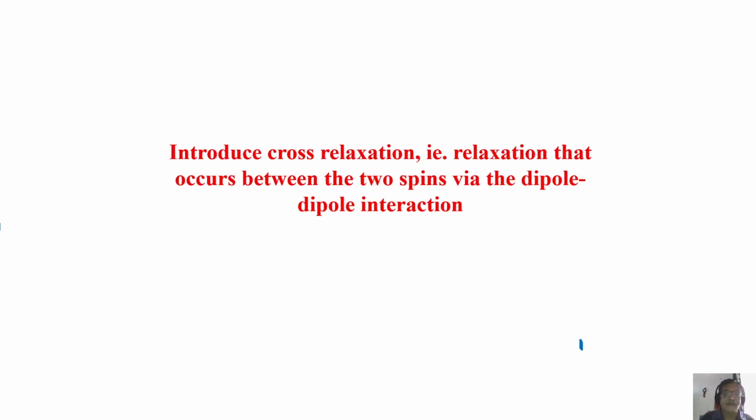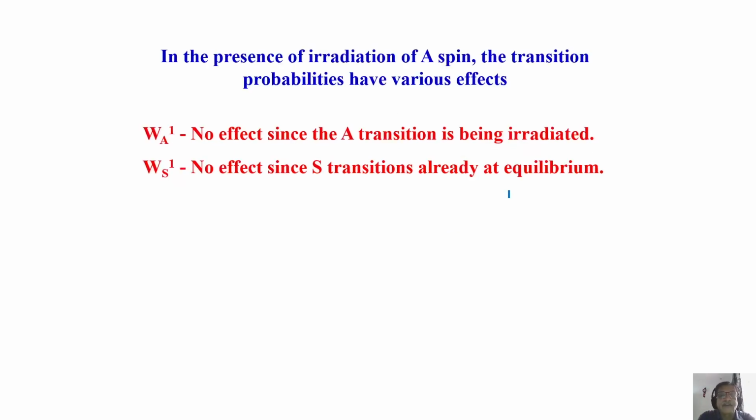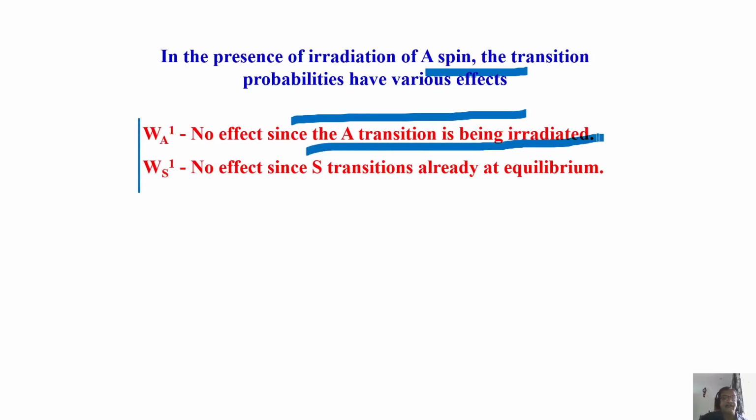For that, we require what is called dipole-dipole interactions. So we are going to discuss today about dipole-dipole interaction and the relaxation mechanism through double quantum and zero quantum transition pathways. So in the presence of irradiation of a spin, the transition probabilities have various effects. One, W1A and W1S: there is no effect since the A is irradiated, and there was no effect since S is already in equilibrium in the presence of irradiation of one of the spins. This is what we observed.